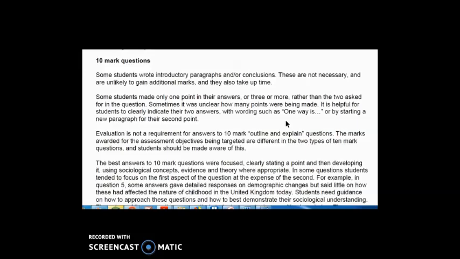It sounds really obvious, but obviously some students aren't doing this, and it just really makes your answers very clear that you are answering what the question is set.